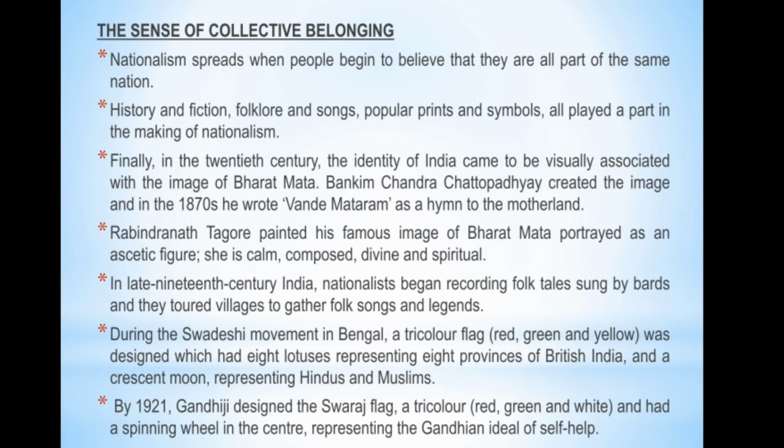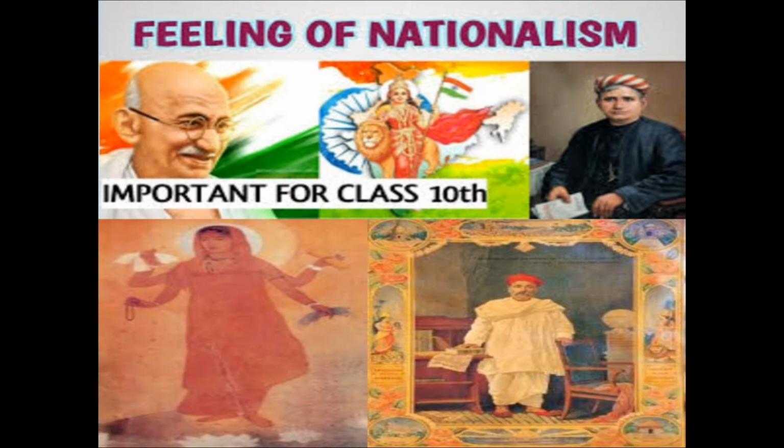During the Swadeshi movement in Bengal, a tricolor flag was designed which had 8 lotuses representing the 8 provinces of British India and a crescent moon representing Hindus and Muslims. By 1921, Gandhiji designed the Swaraj flag, a tricolor with a spinning wheel in the center representing the Gandhian ideal of self-help.